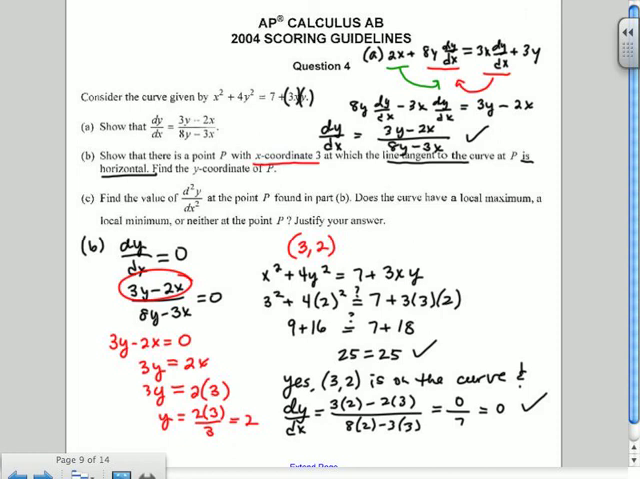And the only reason I would go back and do this dy over dx thing, plugging it into the entire thing, is because you could have had 0 over 0, which would be bad. So we wanted to verify that it was actually just equal to 0, so it wasn't a hole or anything.